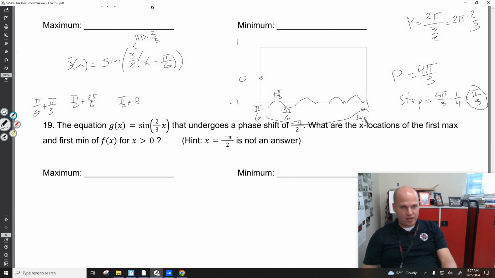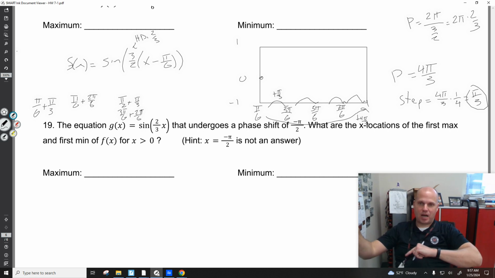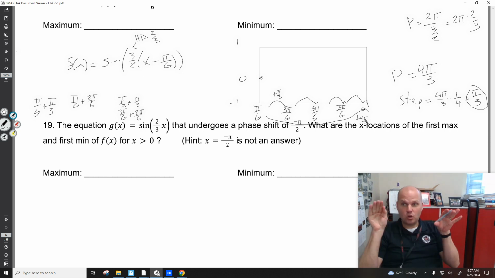Add pi over 3. That's 3 pi over 6 plus 2 pi over 6, which is 5 pi over 6. Add pi over 3, which is adding 2 pi over 6, is 7 pi over 6. Add 2 pi over 3 becomes 8 pi over 6, which becomes 4 pi over 3, which works out.